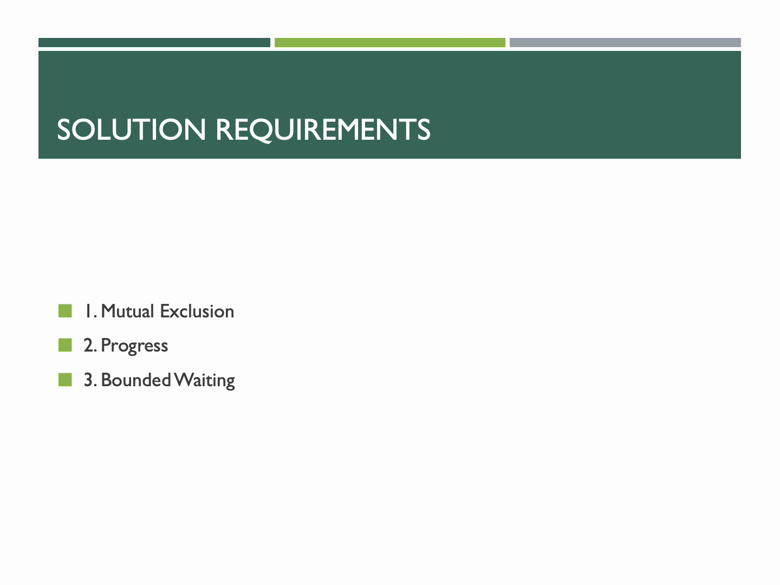Third is bounded waiting. There should be a limit on how long a process has to wait before getting access to the critical section. This prevents starvation, where a process is indefinitely delayed while others continuously gain access.